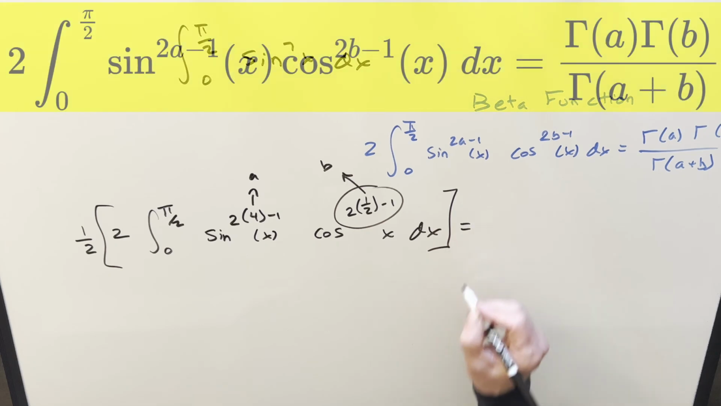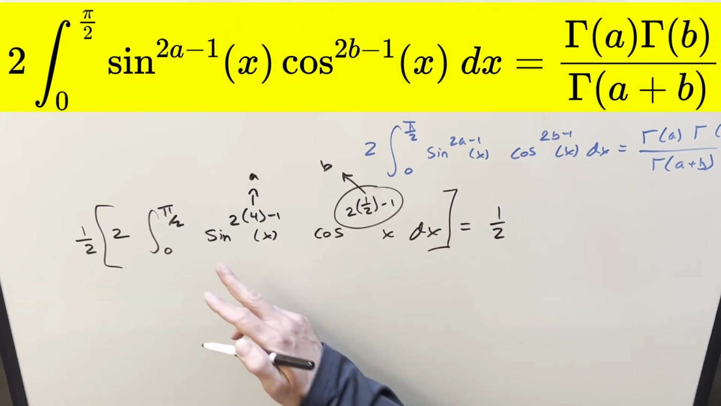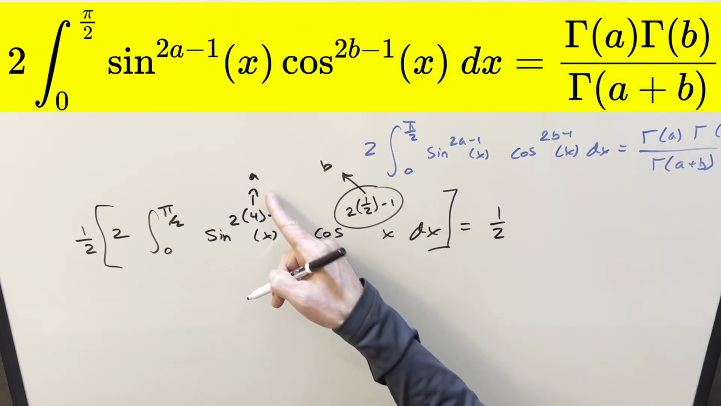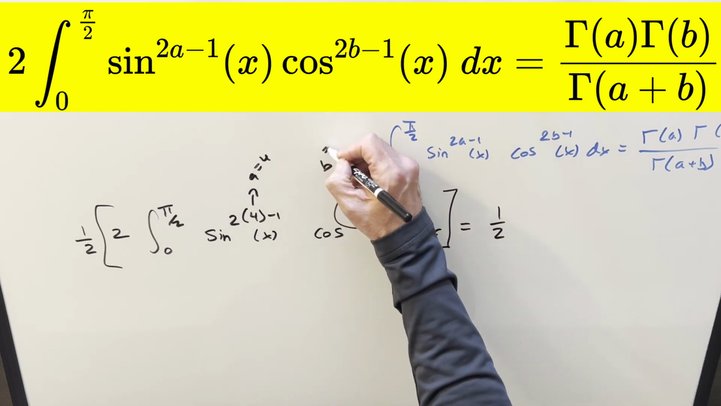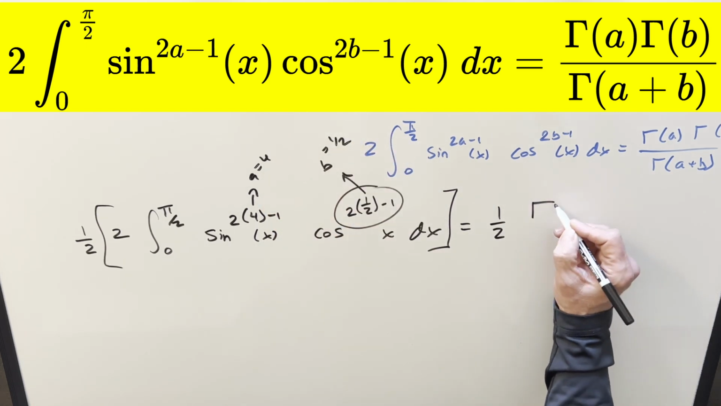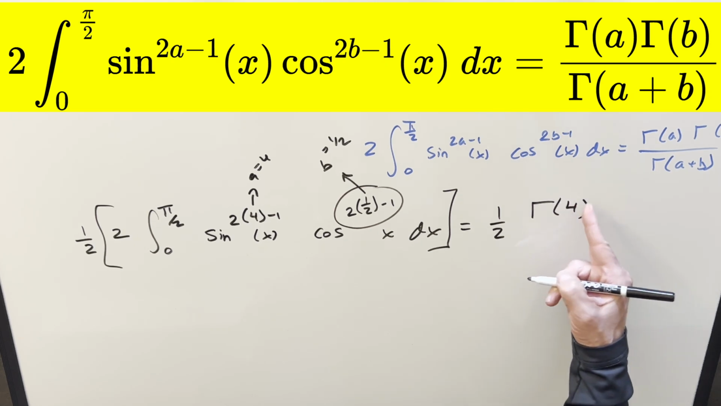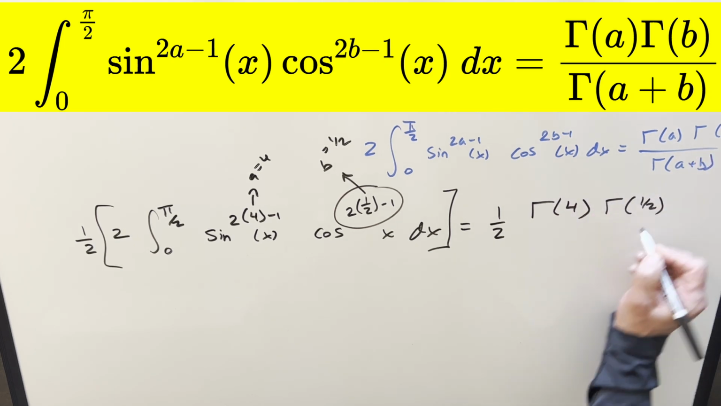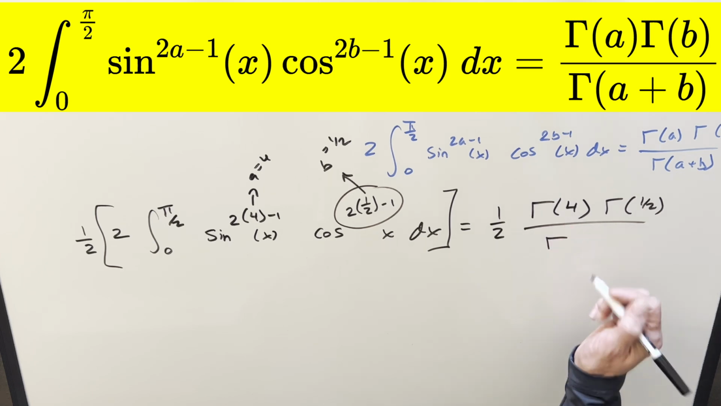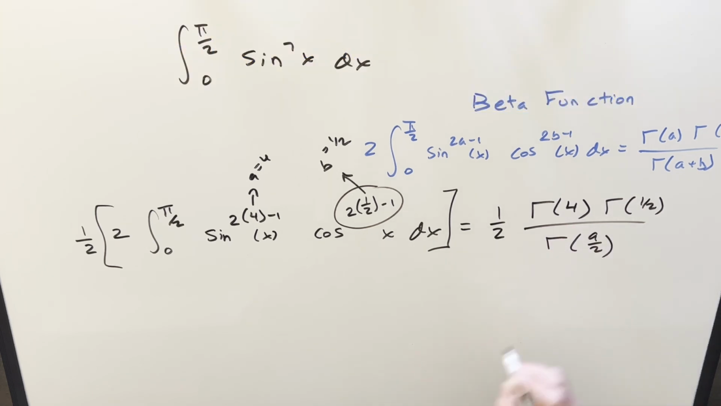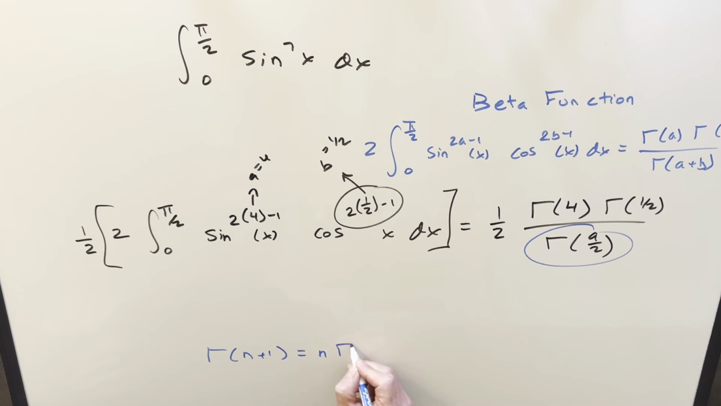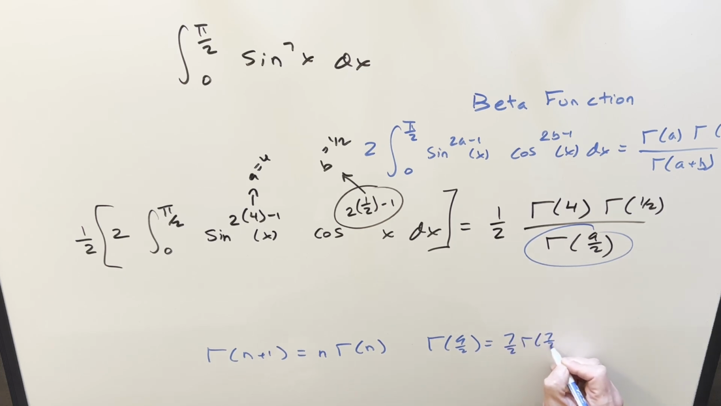So then going to the formula, we have our 1/2 value in front. All this stuff we can put into this. So we've got our a is going to be 4, b is going to be 1/2, plug in, plug in. So we get gamma of 4 times gamma 1/2 over, add those together, let's write this as gamma of 9/2. Now to reduce this, we've got the formula gamma of n plus 1 is n times gamma of n. So for gamma of 9/2, we can reduce it like 7/2 times gamma 7/2.